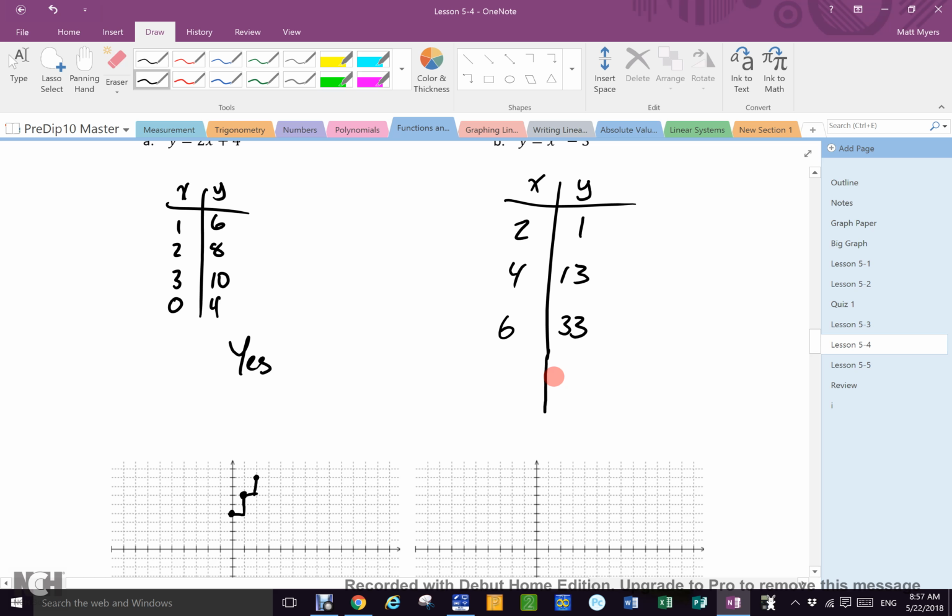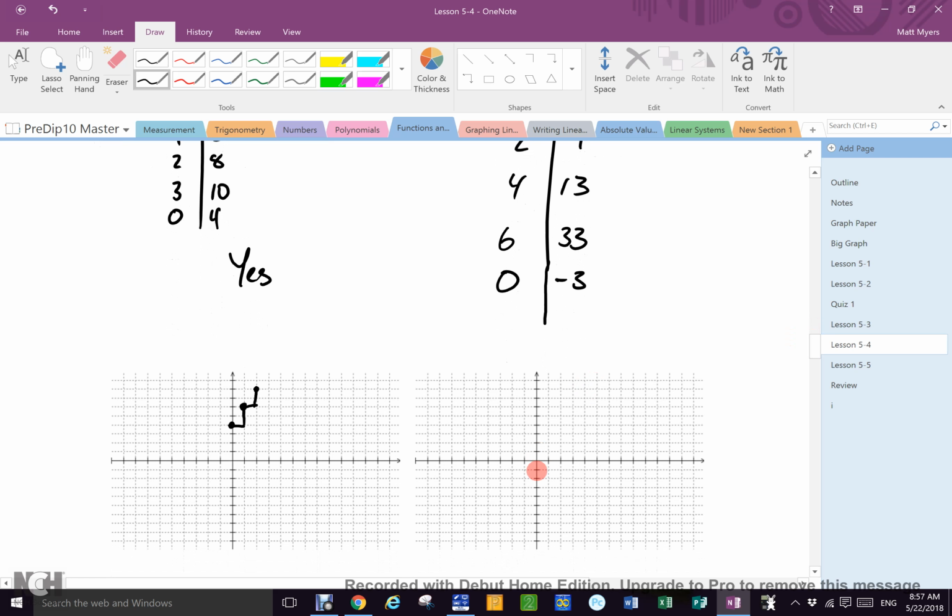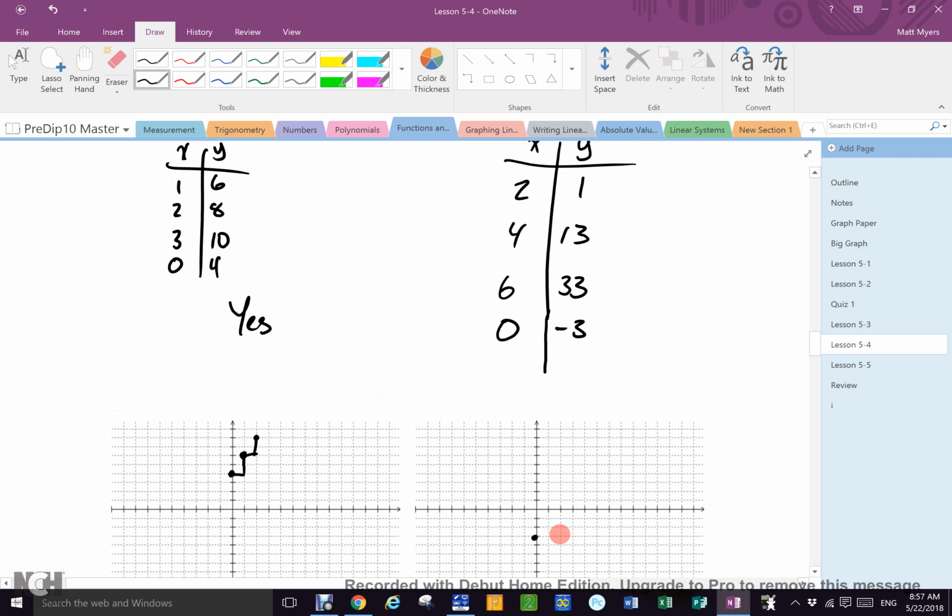You know it's not linear, but to graph it, what is a really smart number we should probably have on every table of values? 0. Negative 3, right? So 0, 1, 2, 3. 2, 1, 2, 1. 3, I'm off the graph, right?